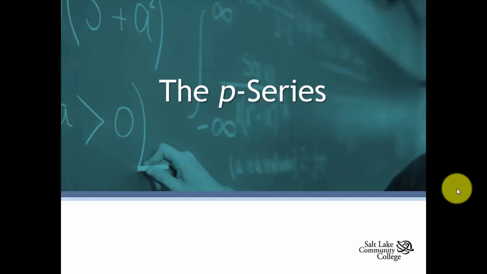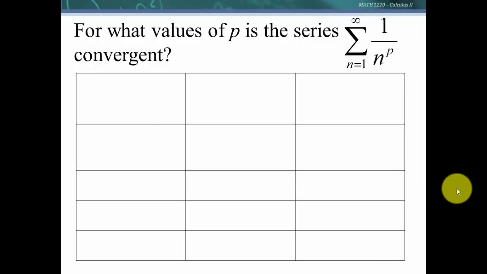So we're going to talk about what are called the p-series. For what values of p is this series convergent? So we have 1 over n to the p. Let's consider some different values.